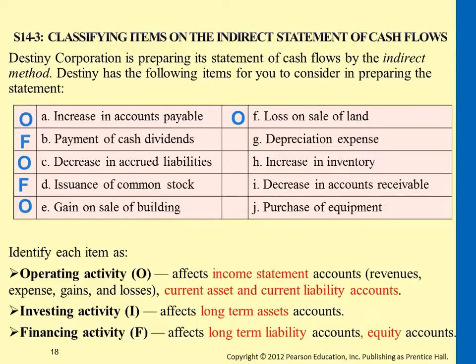The gains and losses you will see in a multi-step income statement in the very last section, the other revenue, other expenses. So anything that you see on the income statement is still part of operating activities. Okay, depreciation expense. Operating because it's part of the income statement.